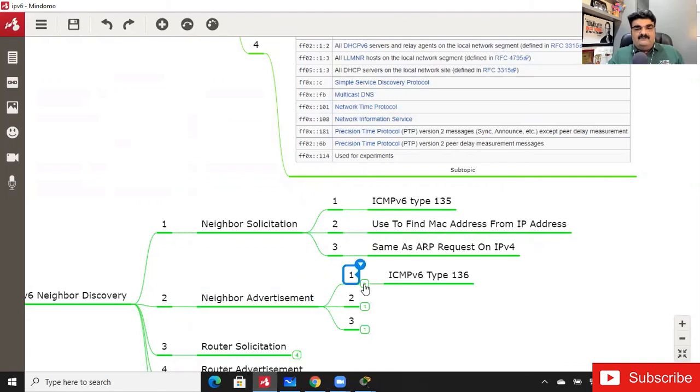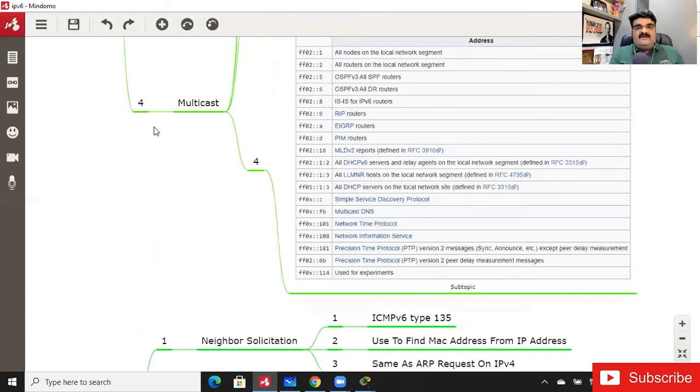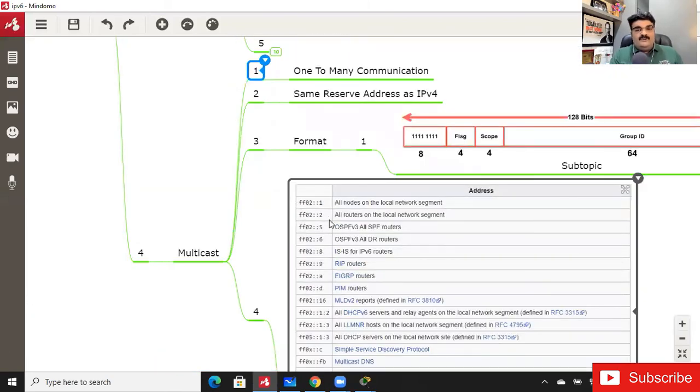It is using ICMP type 136. It is a reply to the neighbor solicitation message, same as ARP reply in IP version 4. In IP version 4 we have ARP request and reply, based on broadcast. But in IP version 6, instead of ARP we have neighbor solicitation and neighbor advertisement, and both of these messages are based on the FF02 address, which is known as the all node multicast address, FF02 colon colon 1.